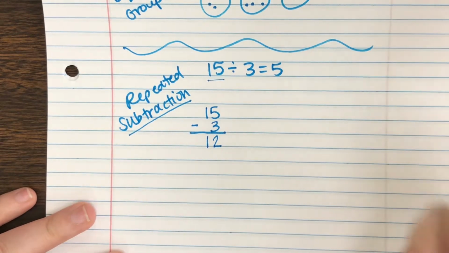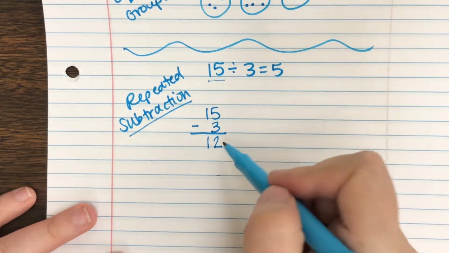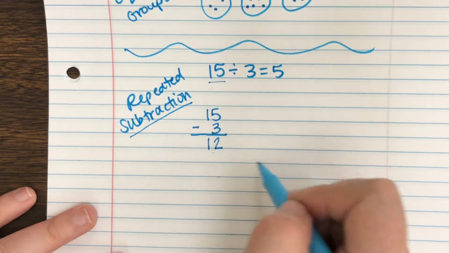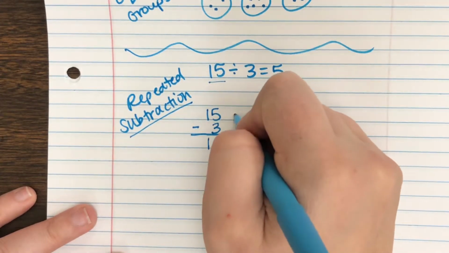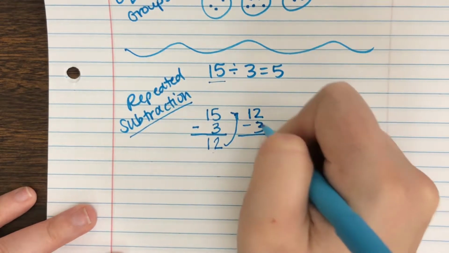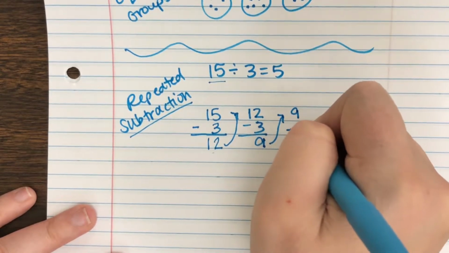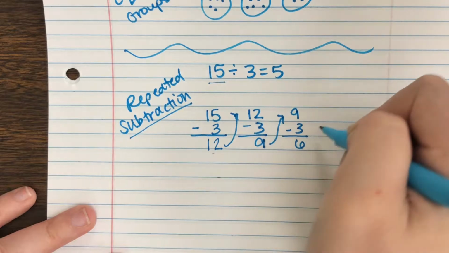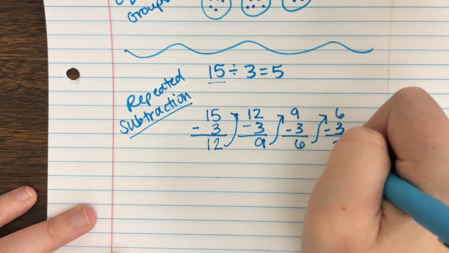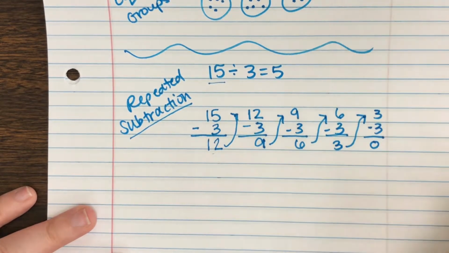And so you're probably thinking, Miss Weaver, is that the answer? The answer is no. What we're going to do is we're going to keep subtracting the new answers from 3, and then we're going to keep going until we get to 0. So now I'm going to take 12, do a new problem, 12 minus 3, which would equal 9. And then I'm going to do 9 minus 3, which equals 6. And then I'm going to do 6 minus 3, which equals 3, and we're almost to 0. Now I'm going to do 3 minus 3, which is going to give me 0.